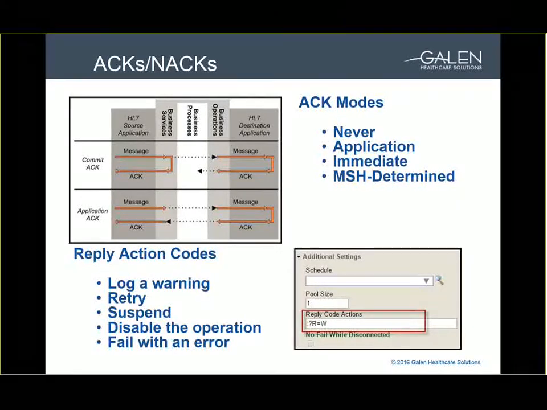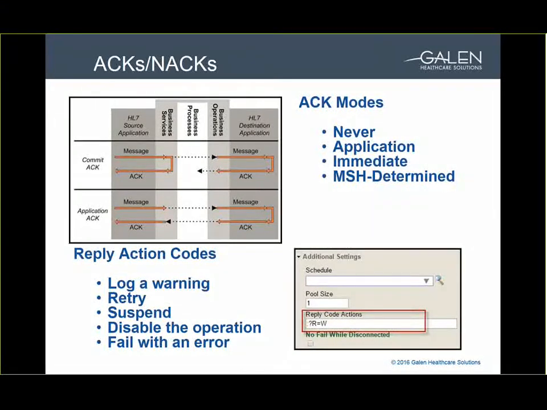So on the bottom right, basically the question mark R indicates that I don't care what the first letter of the code is. If the second letter is an R, which means reject, and then the equal, and then you would indicate your action. So some of the actions that you can have are you can just log a warning. You could retry the message again. You could suspend the message. You can completely disable the operation. So if these messages are extremely critical and you want to make sure every single one of them gets through and you want to stop everything, you could disable the operation, or you could just fail, or you can fail with an error.